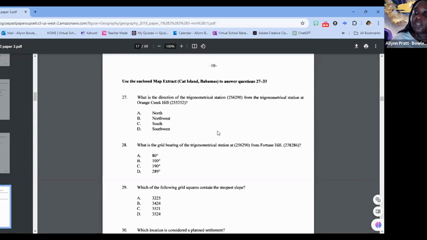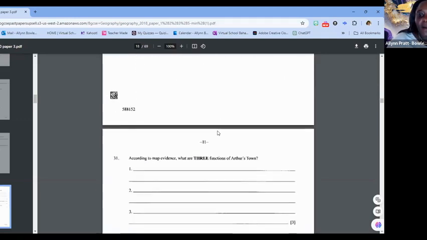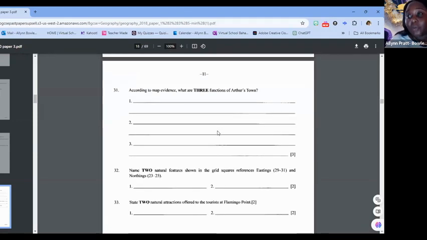And you'll have to do six-figure grid referencing, four-figure grid referencing, know your bearings. You also have to be able to identify spot height on a map, be able to find location, of course, settlements on the map. And then, of course, you have to interpret certain features of a map. So if the map symbols, this question says, according to the map evidence, what are three functions of Arthur's Town?